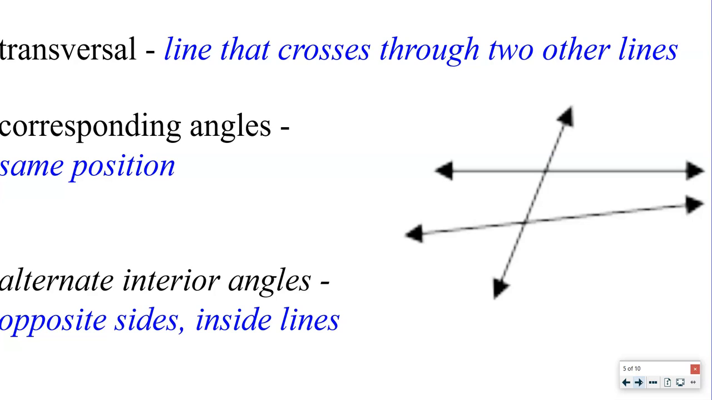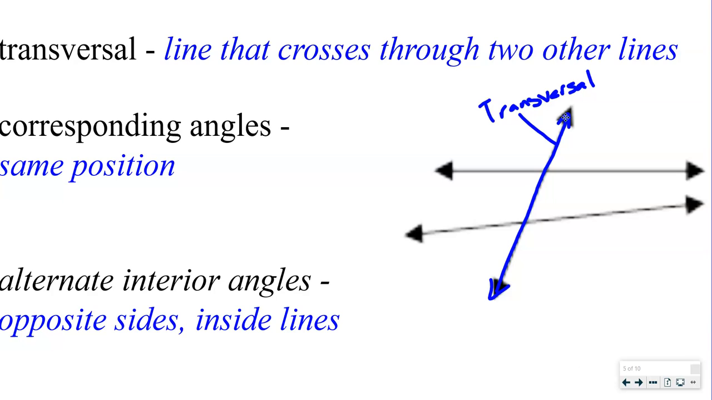Then next on your notes, back to the definitions, is a transversal. And a transversal is a line that crosses through two other lines. So specifically, this line is the transversal, because it passes through two other lines. It is a transversal.